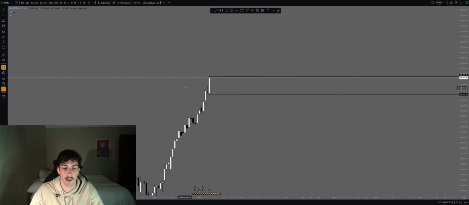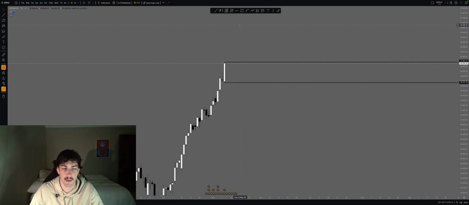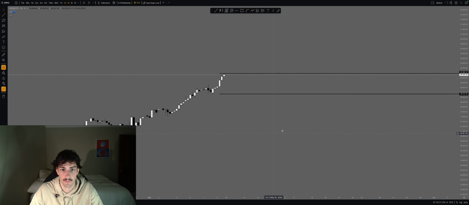So what am I looking at? Just because we have had this internal sweep inside of this fair value gap, inside of this daily, I expect a continuation. Let's scale down a time frame.